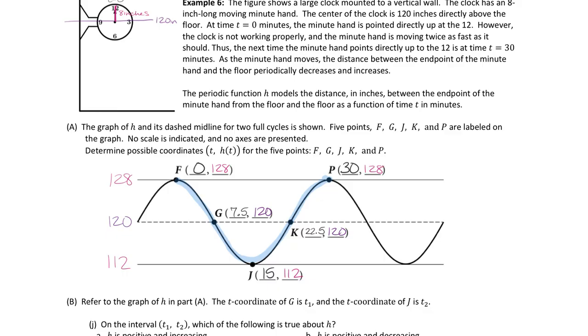Okay, we are describing the motion. We are describing the distance in inches between the end point of the minute hand and the floor, which is increasing and decreasing as the hand of the clock goes around. High, low, high, low. Yes? It's confusing. I know that.